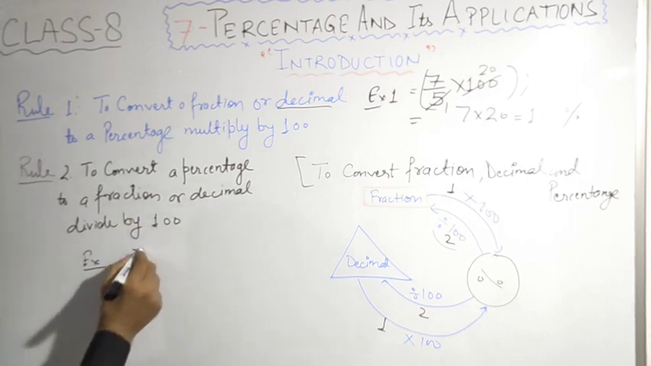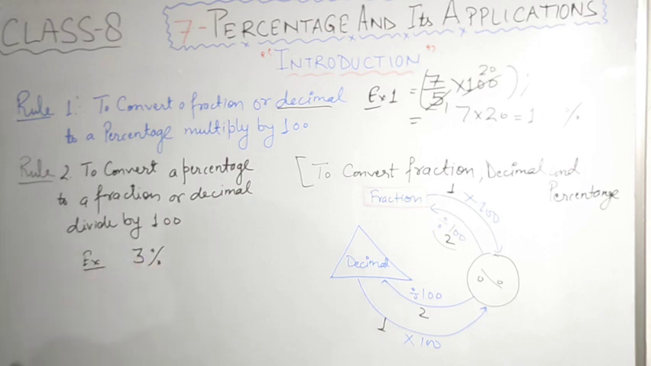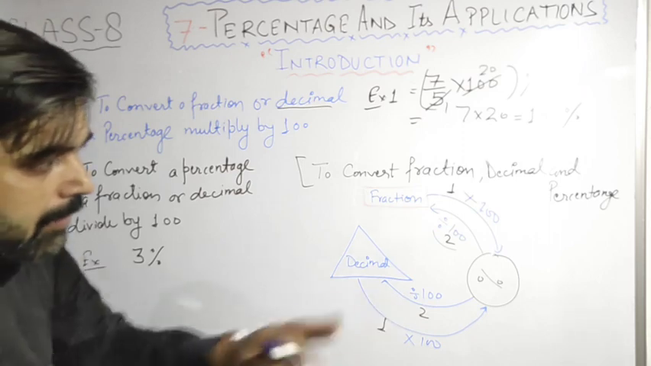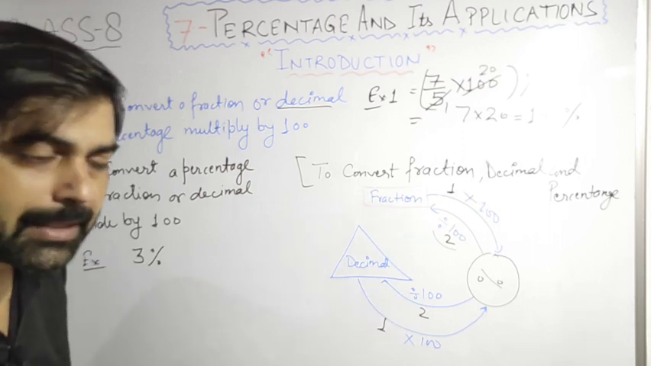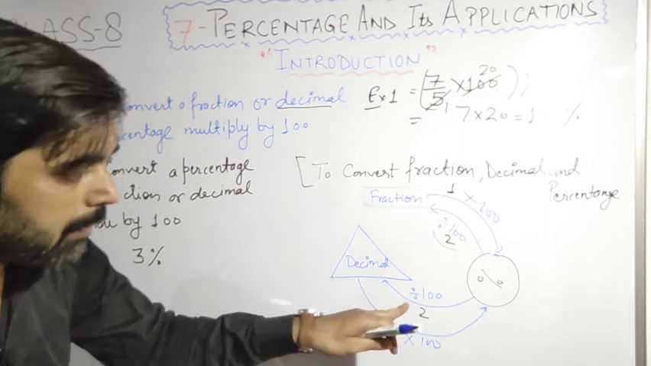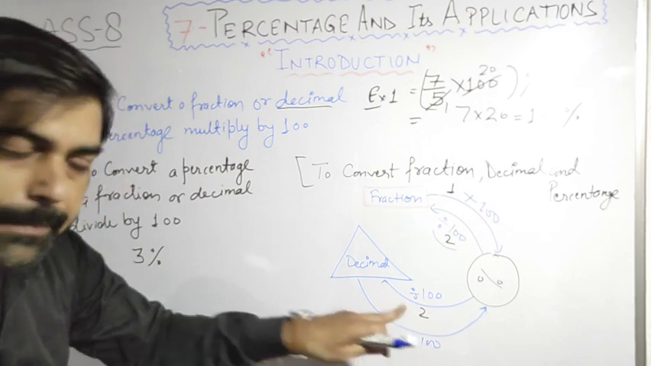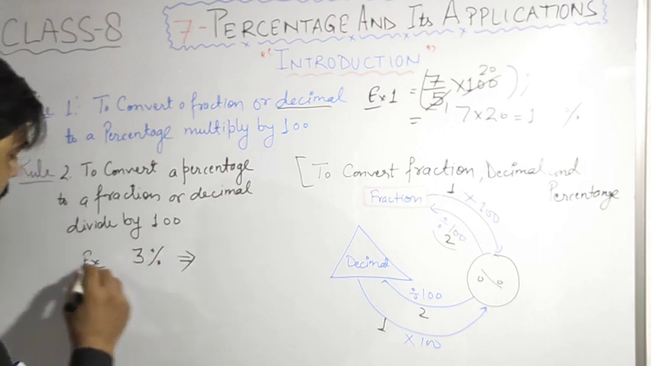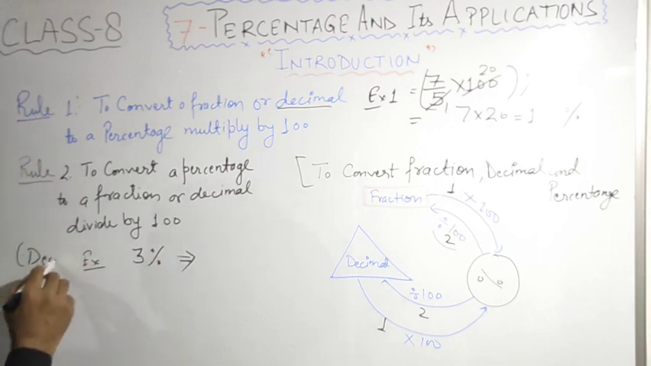Like here, 3%. Then the question is saying convert in decimal form. So how can we convert? You know, by the division method. By the division method, divide by which number? When we divide by 100 then we get the number. So divide this by 100. What do we have to convert it into? Decimal.